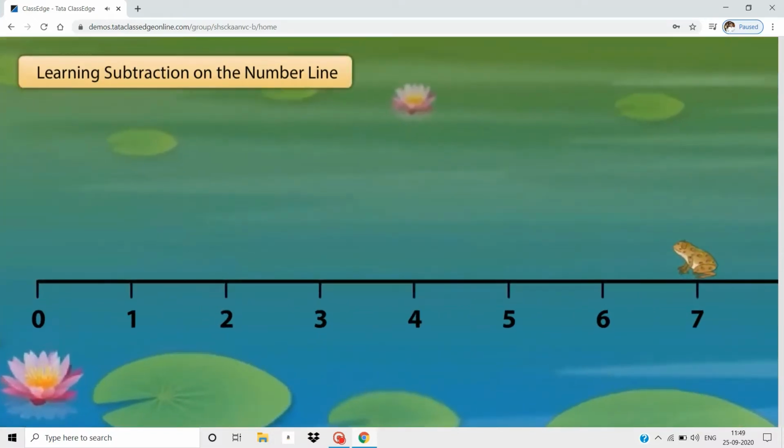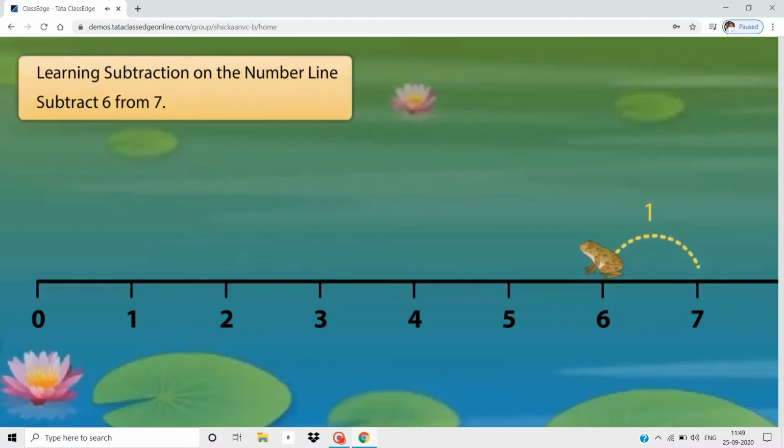Next, let's look at subtraction on the number line. Let's take an example. Can you guess how we could subtract 6 from 7 on the number line? Well, follow me and find out. I will jump 6 places to the left from 7 on the number line.